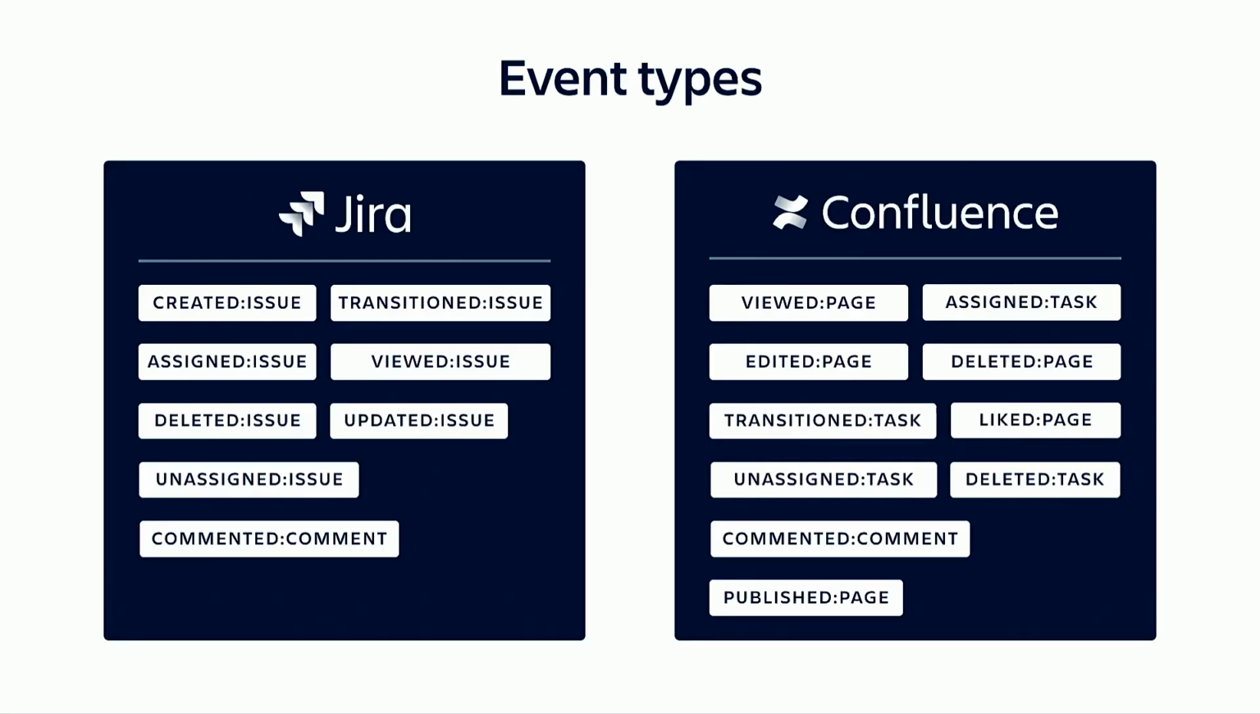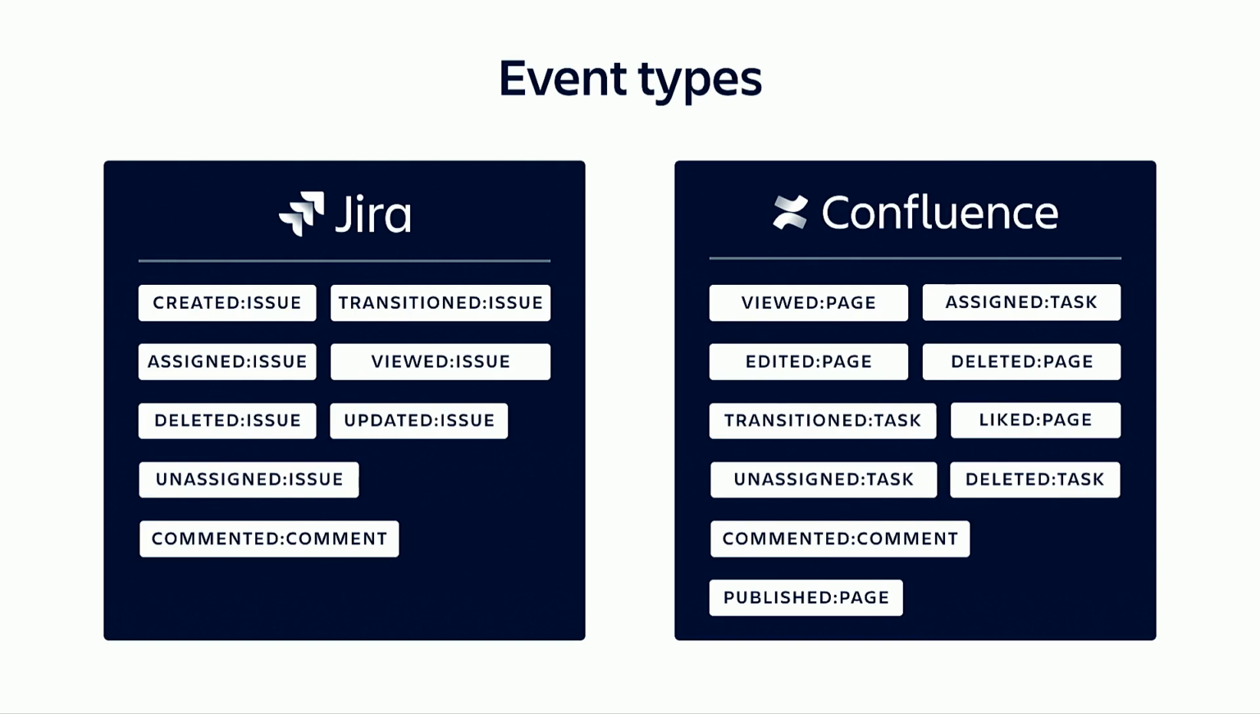There are over 20 different events. Some of them are common to Jira and Confluence, some of them are specific. And your application needs to declare explicitly which events it is interested in. And depending on how you want to structure your application, there might be a different function handling each event, or there might be one function handling all of them.